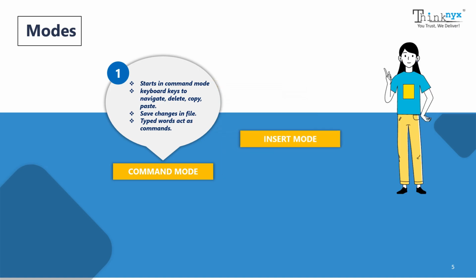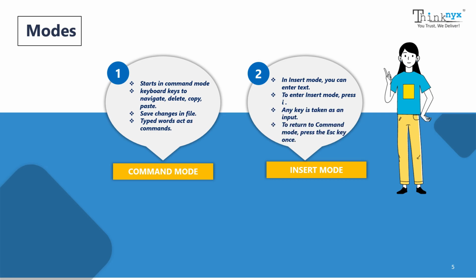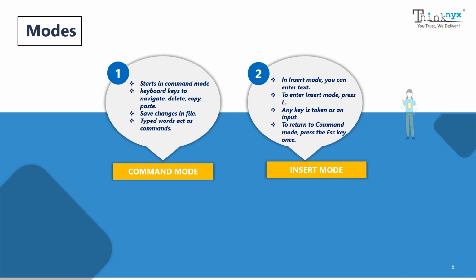Second mode is the insert mode. This mode is for inserting text in the file. Just type i from the keyboard to be in insert mode. In insert mode, any key would be considered as an input. The escape key will take you to the command mode from insert mode.